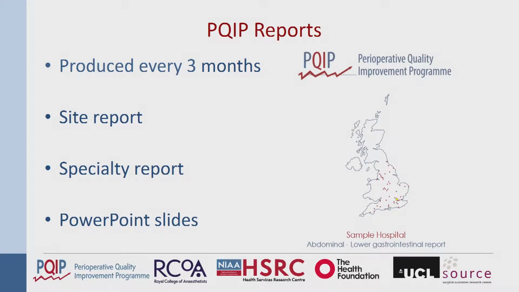So every 3 months, PQIP produces quarterly reports. And just a quick show of hands, how many of you have seen your own quarterly reports? Good, so a good proportion of you. As the vast proportion of you already know, PQIP produces three types of quarterly reports. The first being site reports. And these are an overview of your hospital or your site, and include 12 months worth of data.